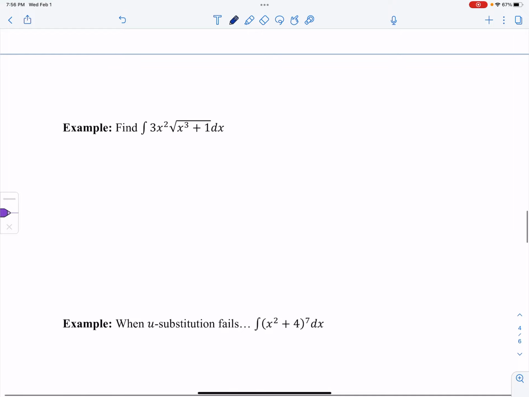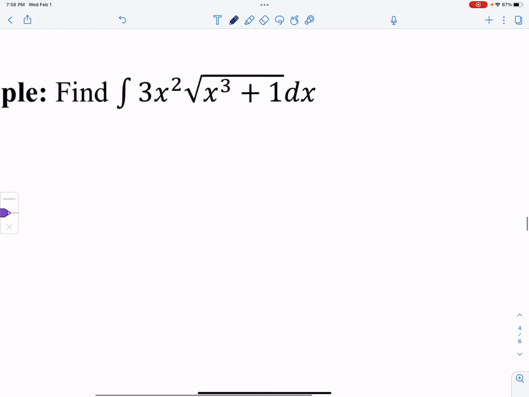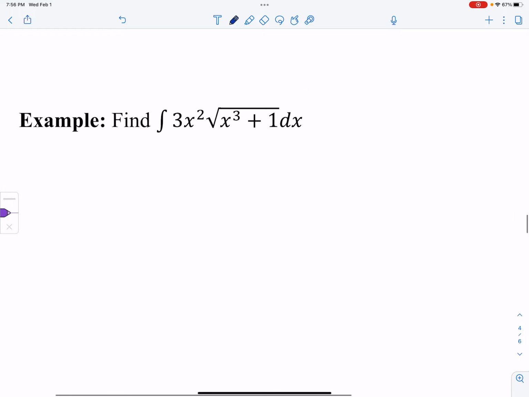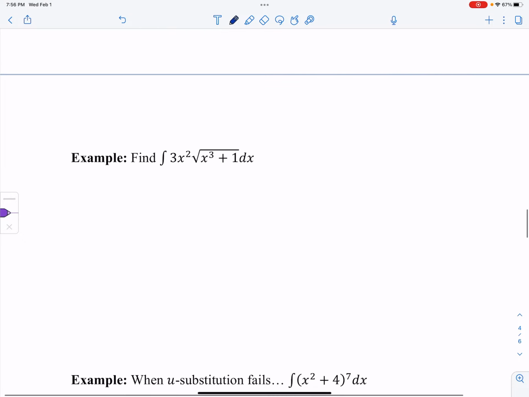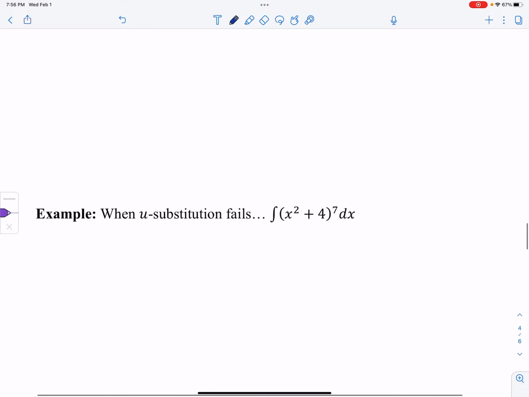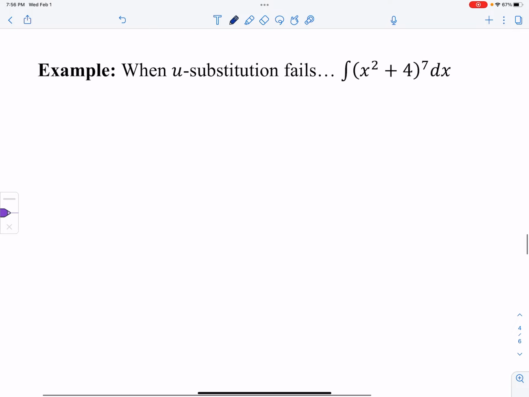Okay, why don't you try this one on your own? Hint: let u equal x cubed plus 1, and then go from there. Now, like I said at the beginning of the video, u substitution doesn't always work. Just because you can't use the power rule doesn't mean that u substitution is going to work.